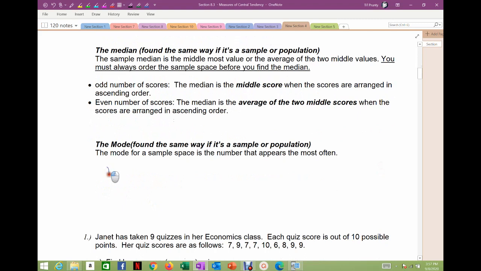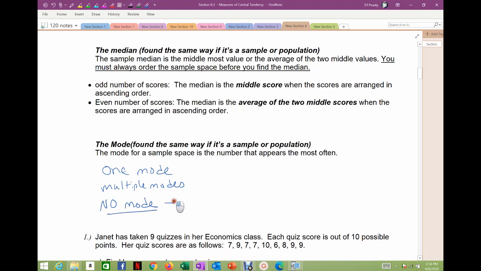And so you can have one mode, if there's one number that shows up the most. You can also have multiple modes, and we'll do an example with multiple, meaning in a set, 2 numbers show up the most. So if in a set one number shows up 5 times, and another number shows up 5 times, and that's the most, I've got 2 modes. I can have 3 modes. Or I can have no mode.